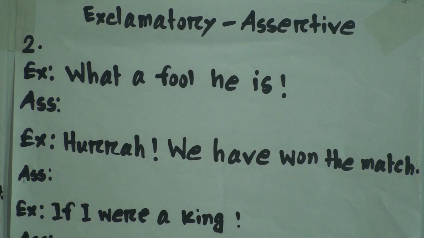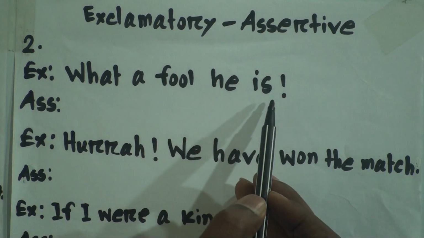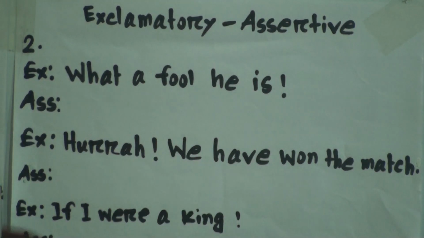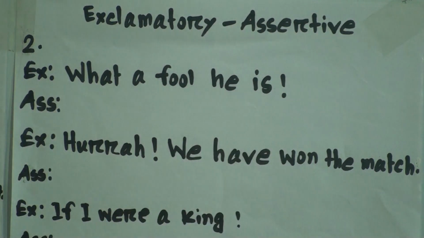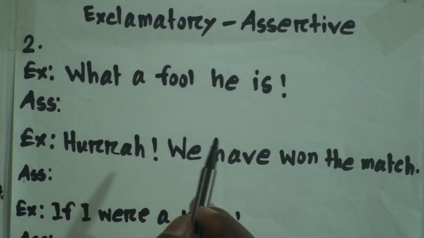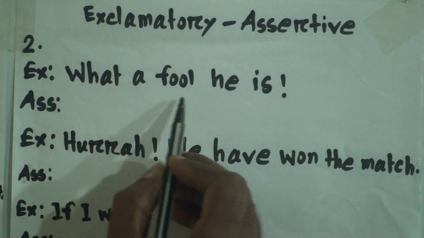Number 2. So, what a fool he is. This is an exclamatory sentence. Here it is written X. That means exclamatory. What a fool he is. Here we will transform it into assertive. Okay, like this one. What a fool he is.